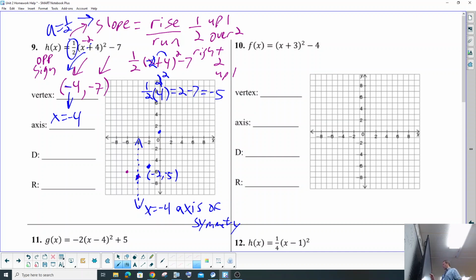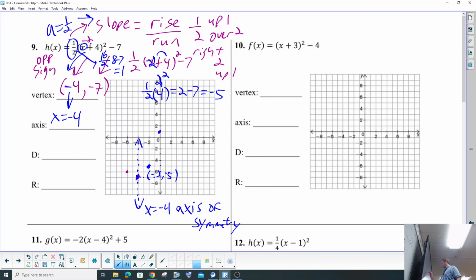Okay, our other points, if we plug in a 0, we get 1. Let's try it. So if we plug a 0 in, 0 plus 4 is 4. 4 squared is 16. Half of 16 is 8. And 8 minus 7 is 1. That works.